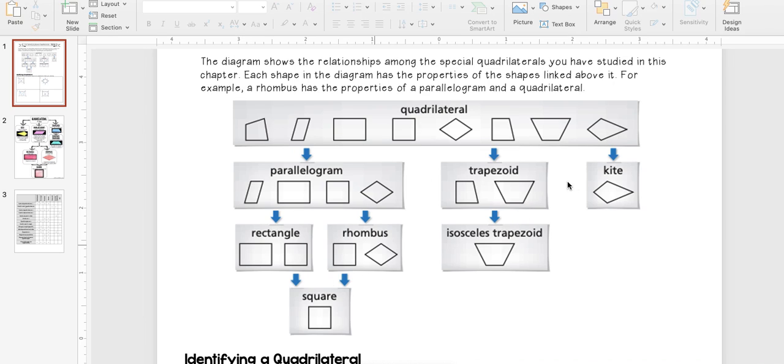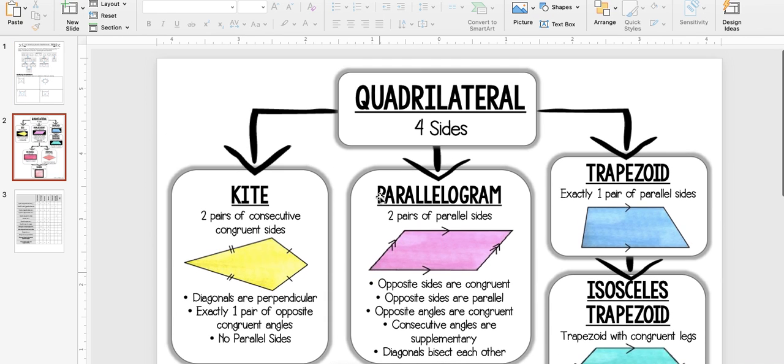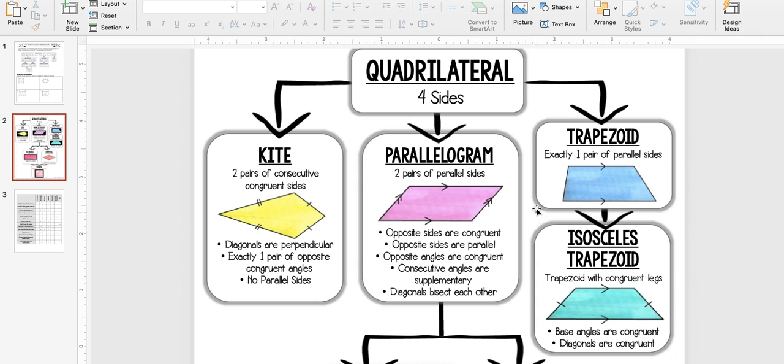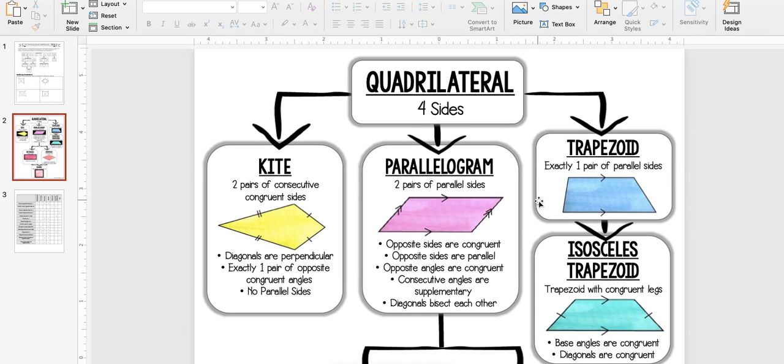And so I see there's kind of three groups here. These special parallelograms, trapezoid, isosceles trapezoid, and kite is just kind of off on its own. On the second page of the notes that you can print out or just save on your Chromebook, here is another kind of diagram for you that's kind of similar to the other one, but this one actually has all of the properties on there.